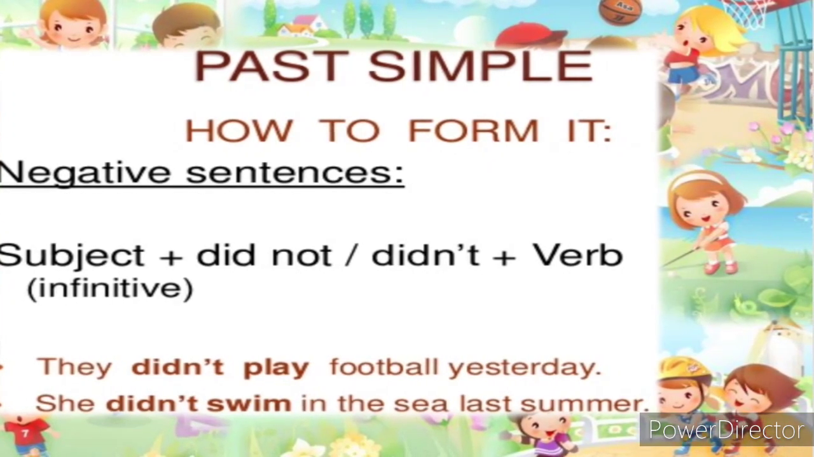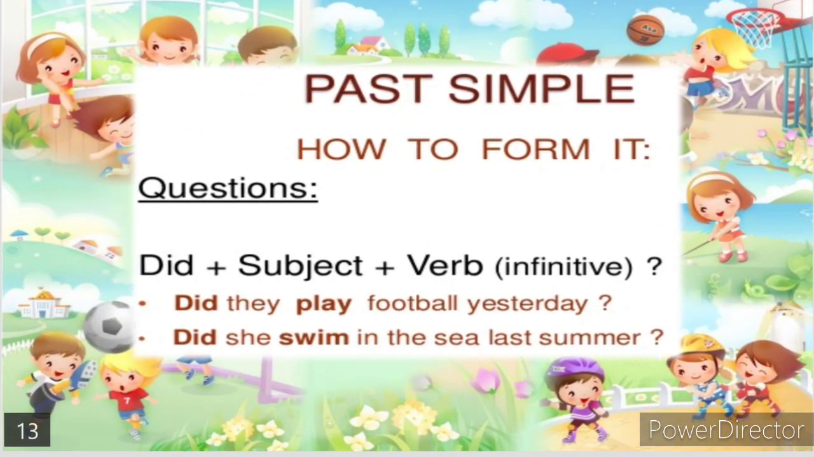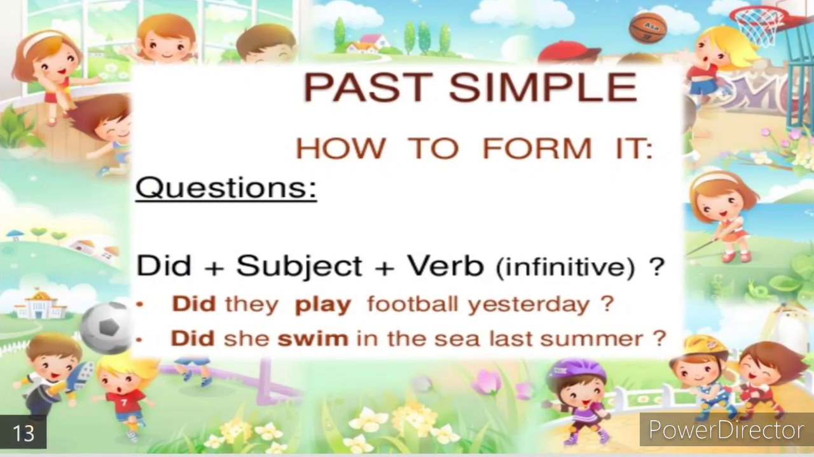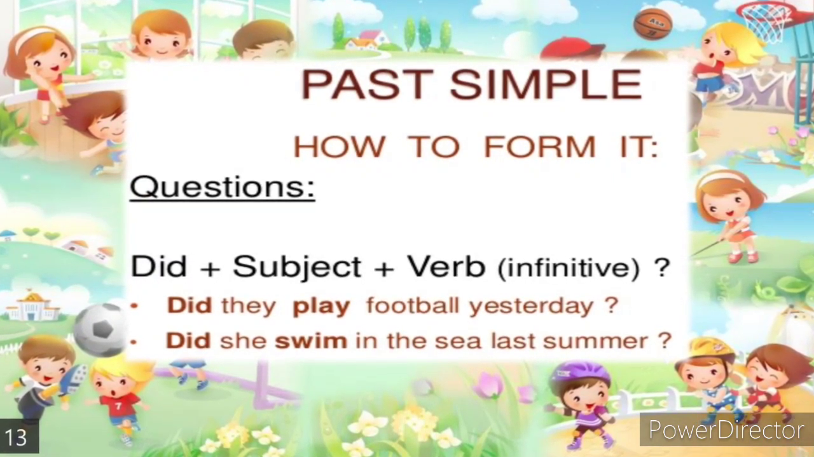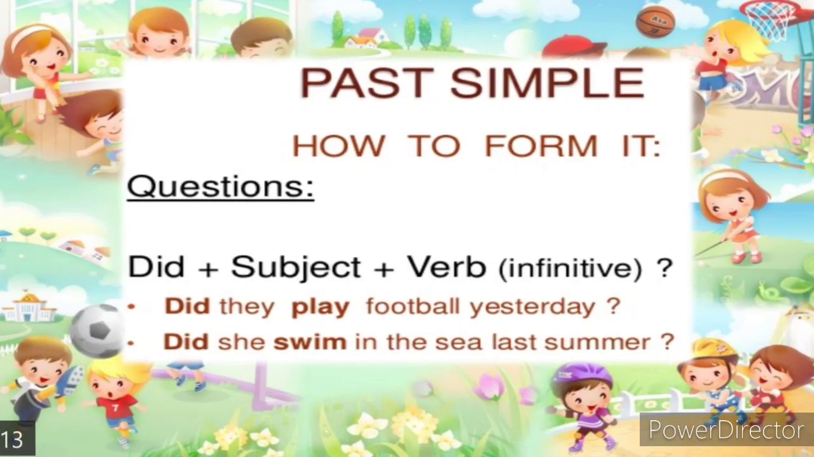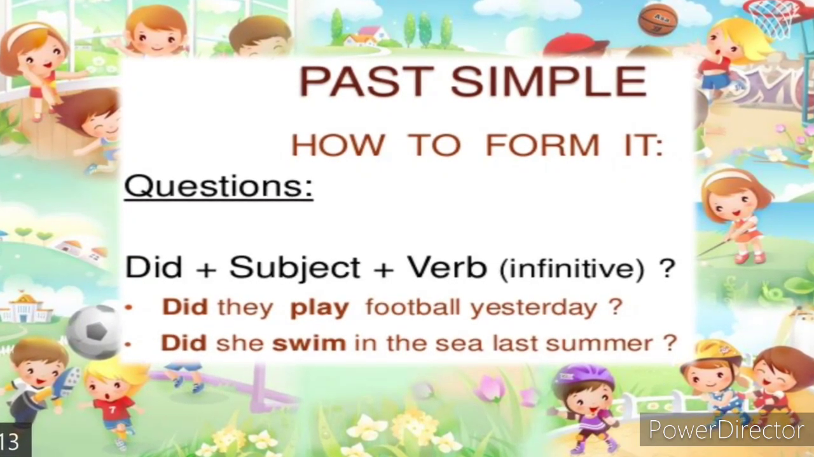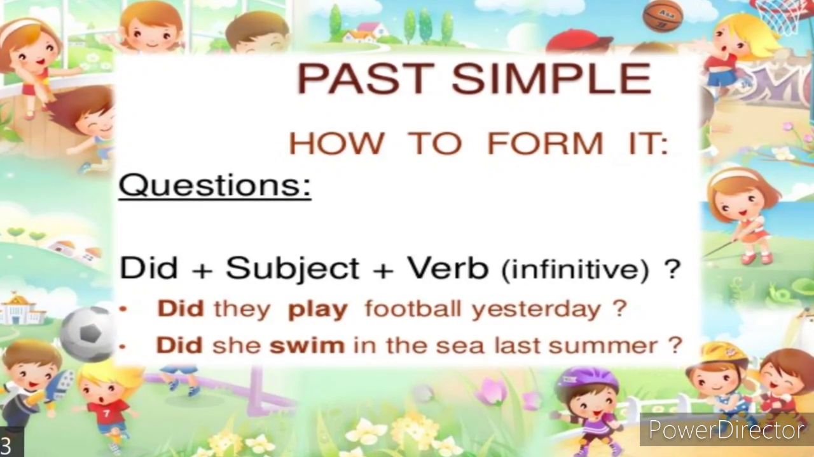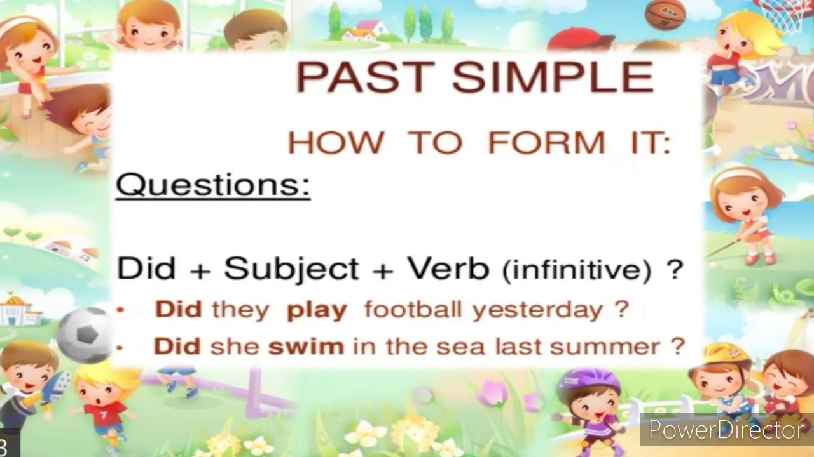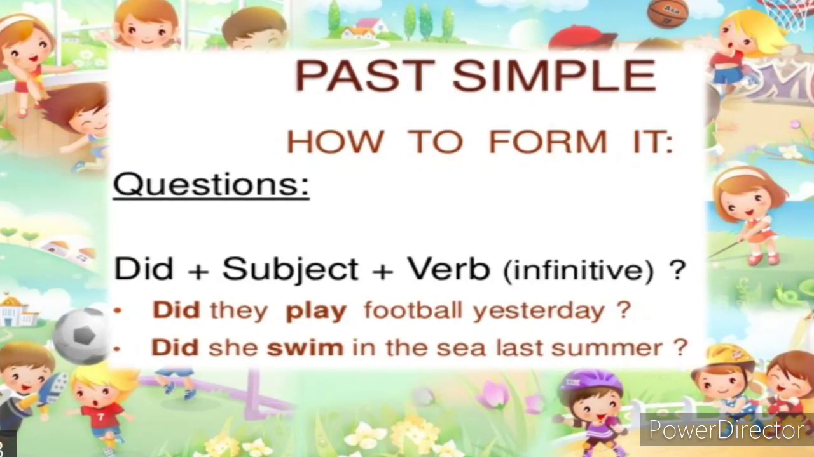And the structure of the interrogative sentence in simple past tense is did plus subject plus the first form of the verb plus object plus question mark. For example, did they play football yesterday? Or did she swim in the sea last summer?